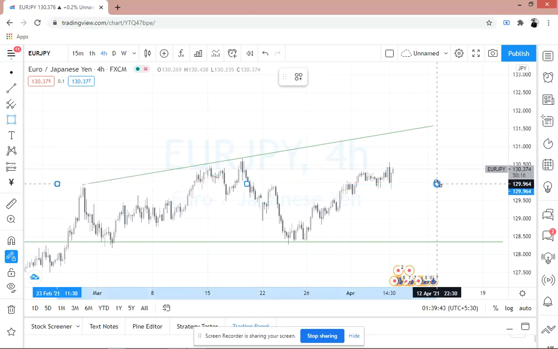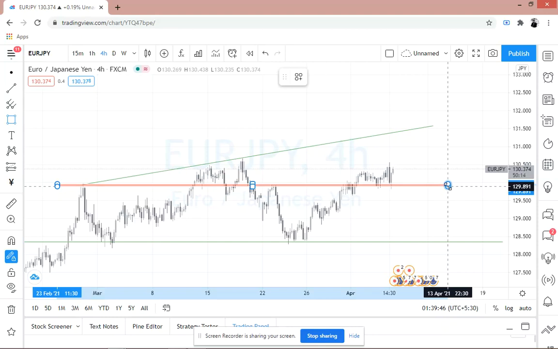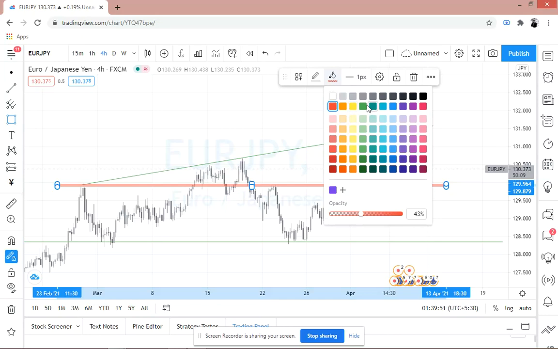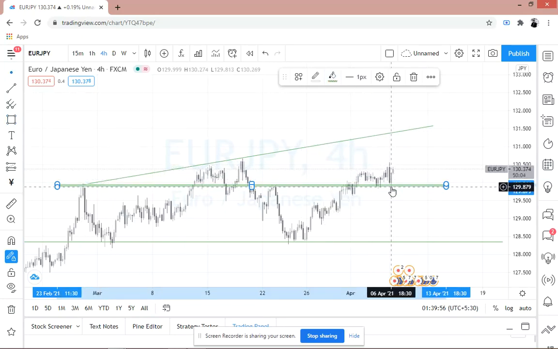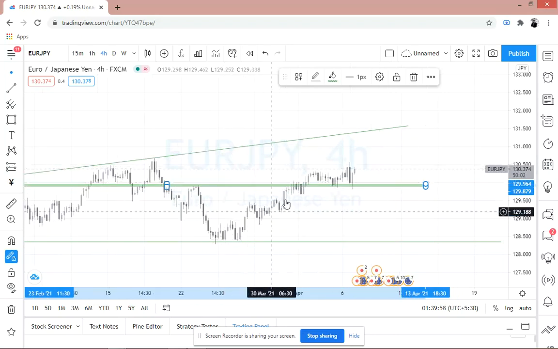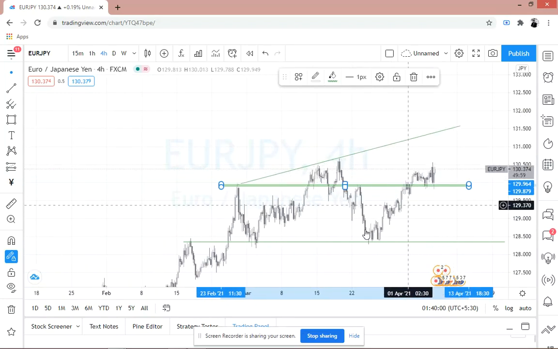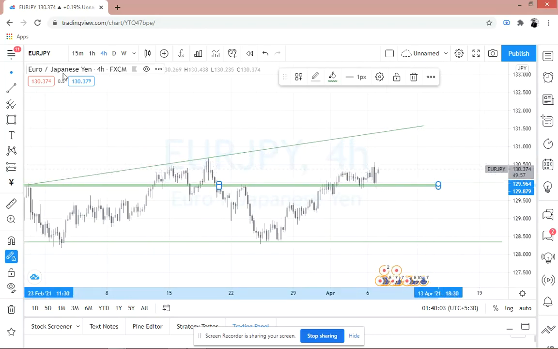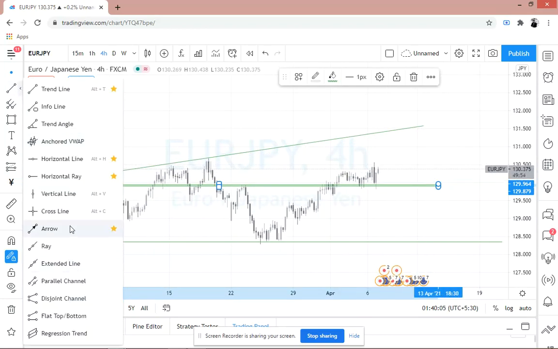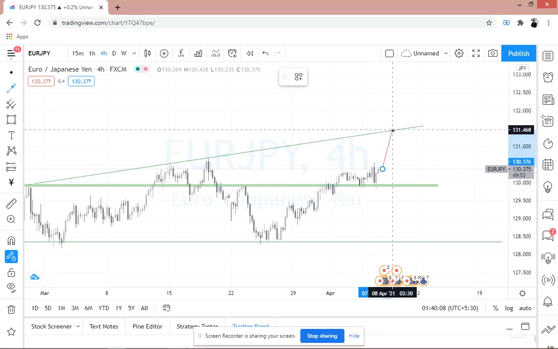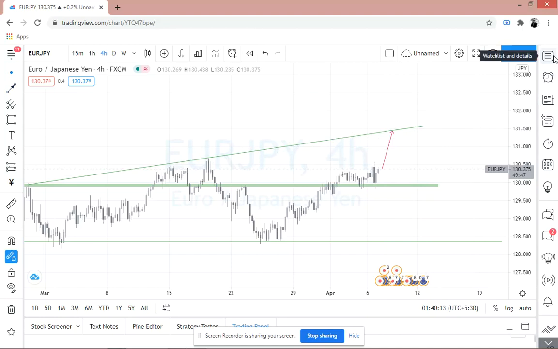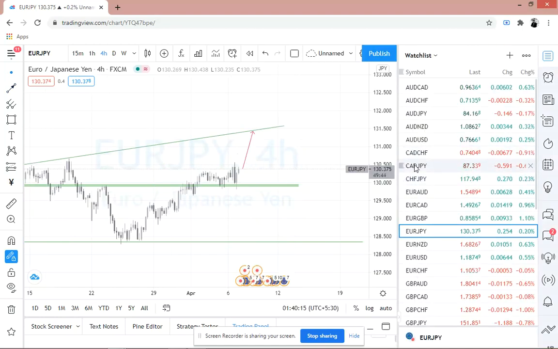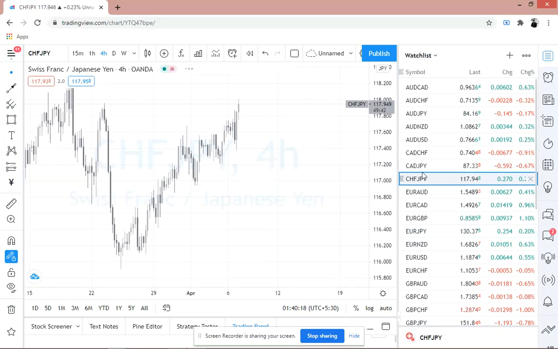So what I'm seeing here is a kind of aggressive buyers' move to the upside. The market made a retracement back to the support level because the major trend is still up, and the minor trend is also still up. So I think we should expect some buyers' movement to the upside to this level. That is Euro JPY. So let me see CAD JPY.